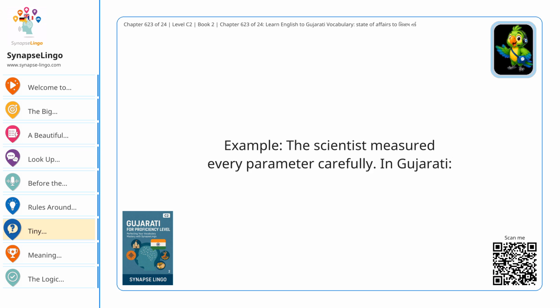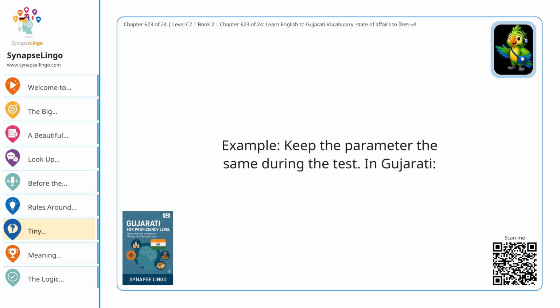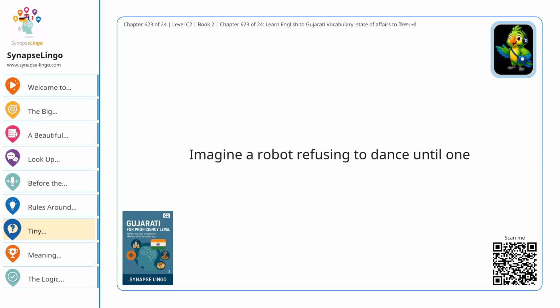Example. The scientist measured every parameter carefully. In Gujarati. વિજ્ઞાનીએ દરેક પરિમાણ ધ્યાનથી માપ્યું. Example. Keep the parameter the same during the test. In Gujarati. પરીક્ષણ દરમિયાન પરિમાણ સમાન રાખો. Imagine a robot refusing to dance until one પરિમાણ is adjusted exactly right. Honestly, fair.